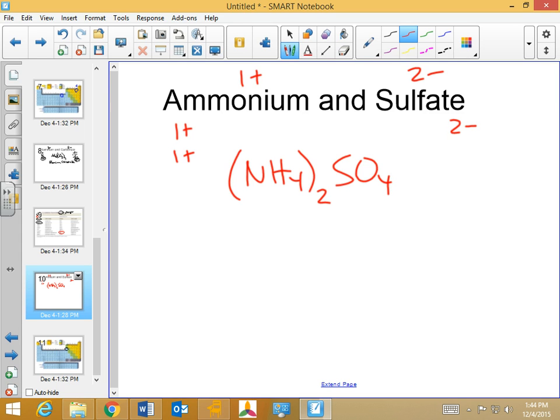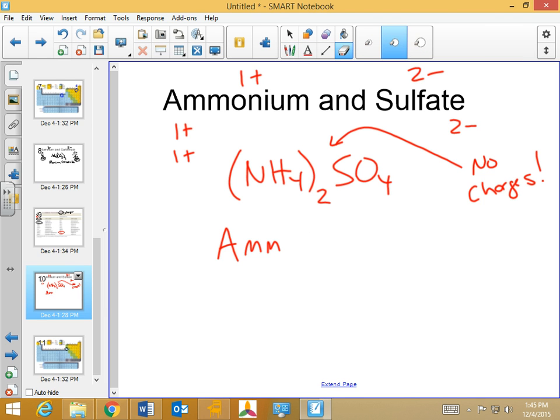Notice, again, that I am not including any charges. There are no charges on these ions, because they don't have a charge anymore, right? You've balanced them. You've put a positive with a negative. So there's no charge present there. The name of this is very simple. Just simply combine the two things together. Ammonium, wow, I'm sorry, I can't spell. Ammonium sulfate.